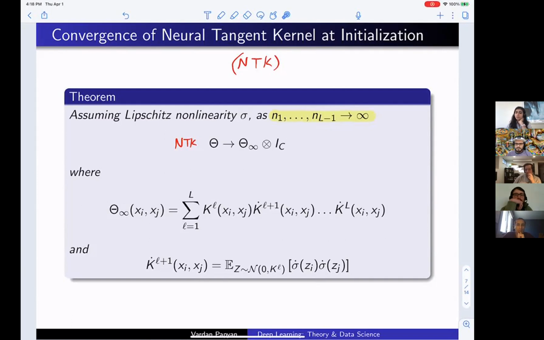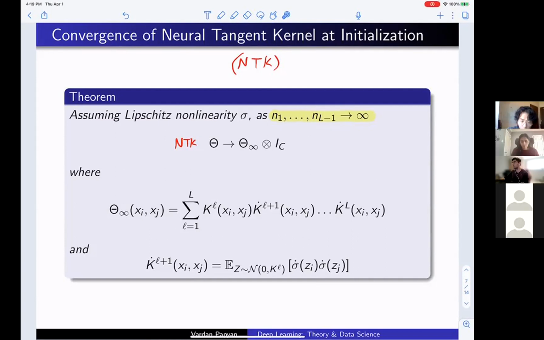What are the Ni? asks Neo. The Ni are the widths of the different layers.